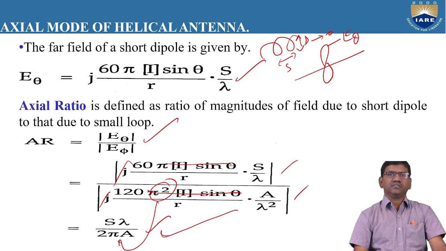That means the axial ratio is given by the ratio of magnitudes of fields due to the short dipole and due to the small loop, which is given by S lambda by 2 pi A. Here S indicates the spacing between the turns and A indicates the area of the loop, the area of one turn.